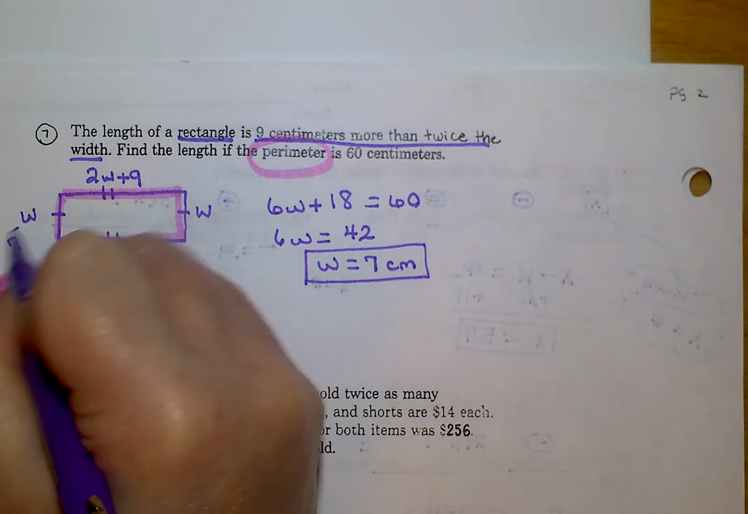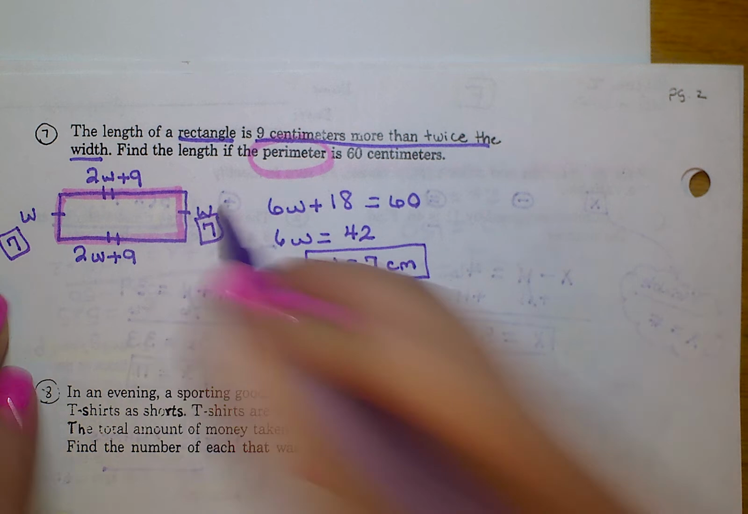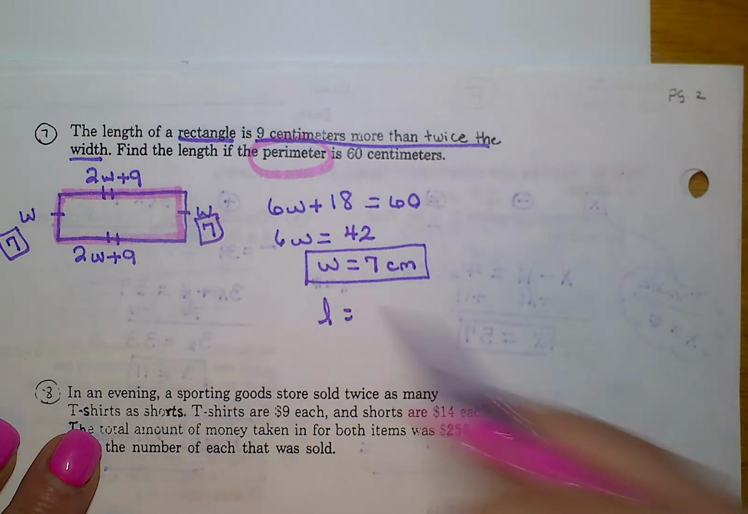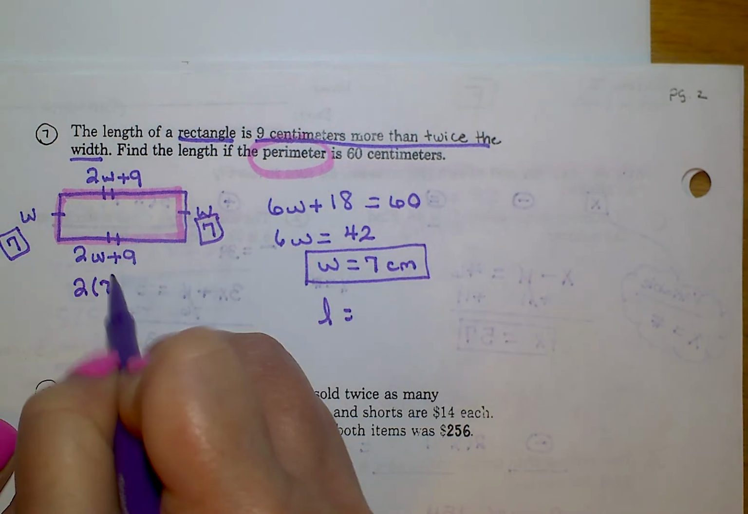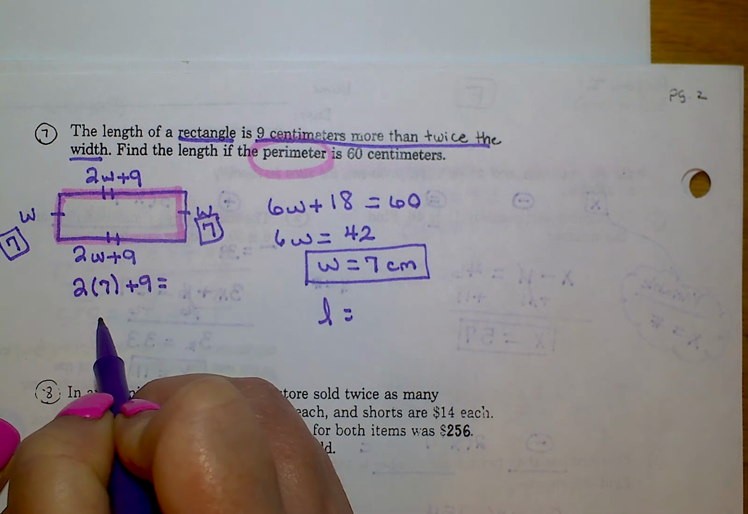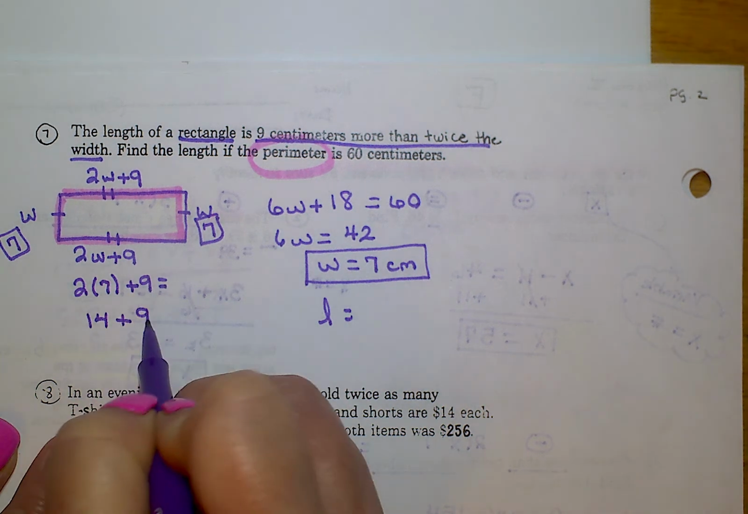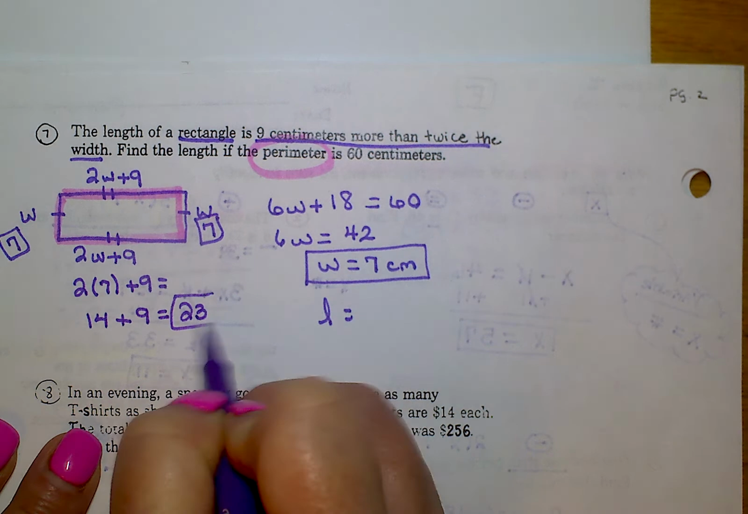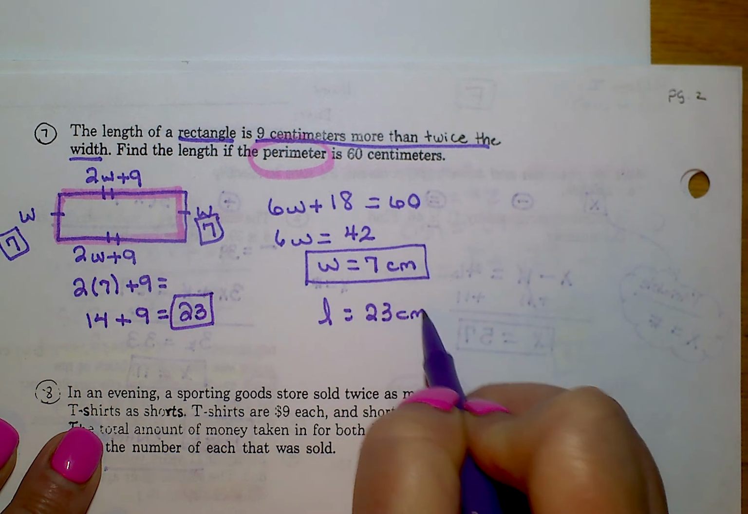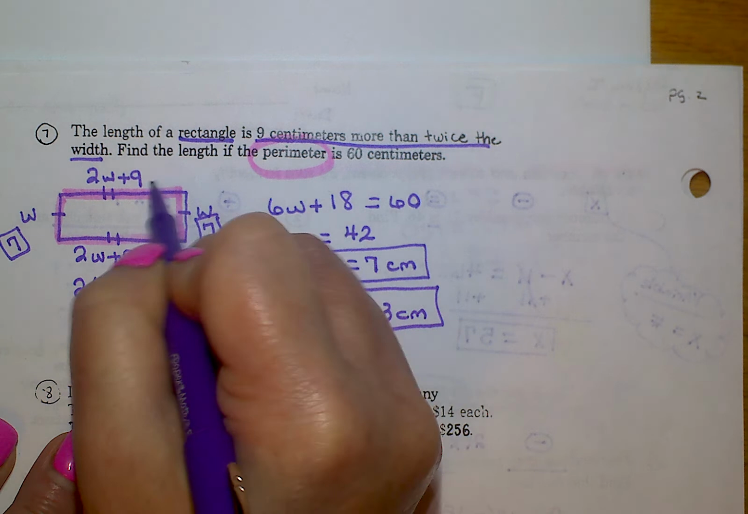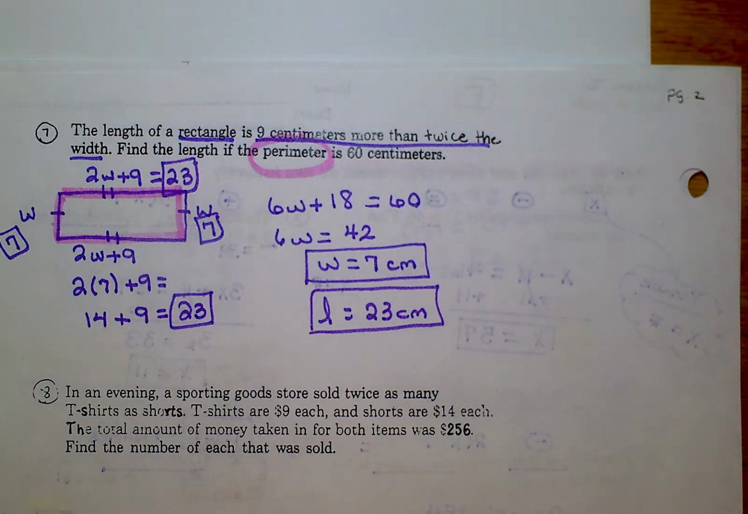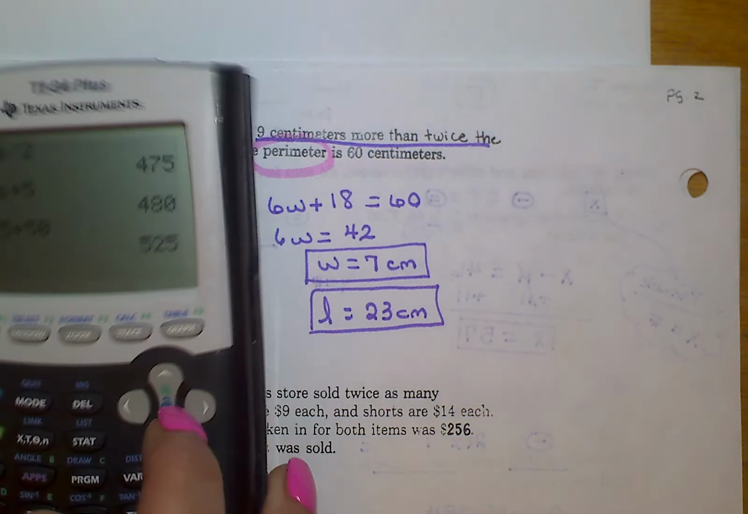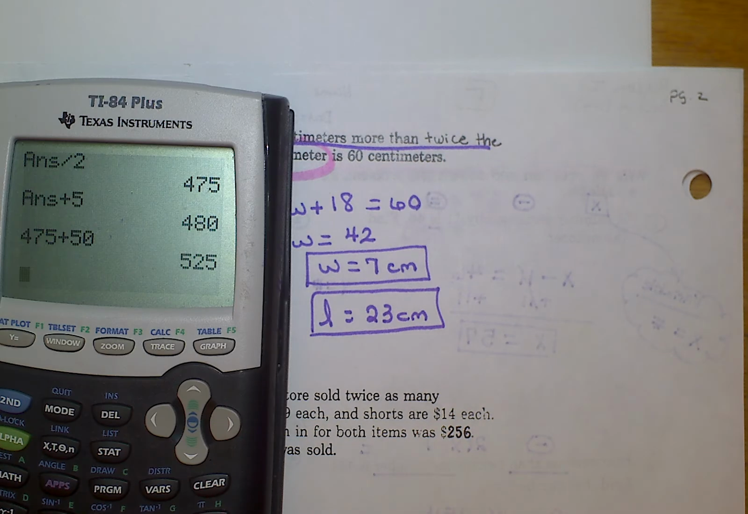Okay, so I'm going to go ahead and put 7 on that side and 7 there. Now to get the length, you do 2 times 7 plus 9. So that would be 14 plus 9, which would be 23. So the length would be 23 centimeters. Okay, add around all 4 sides, or you can do 2L plus 2W, either way. So we have 2 times 7 plus 2 times 23, and I have a perimeter of 60.